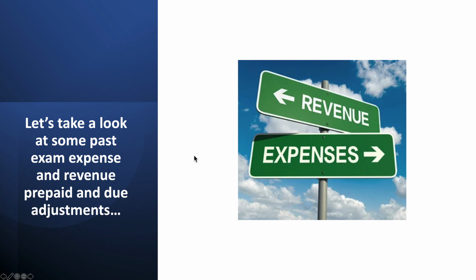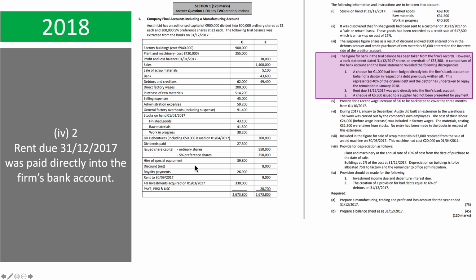Right, so let's take a look at some past exam expense and revenue prepaid and due adjustments. There are only a few, but we see it here in the 2018 one. It came up as part of the bank adjustment. So again, if you haven't looked at the bank adjustment video yet, I would definitely recommend you do that first before you start looking at this one.